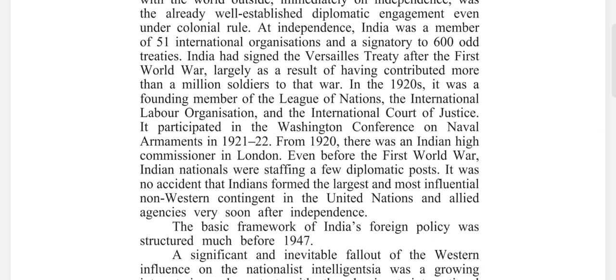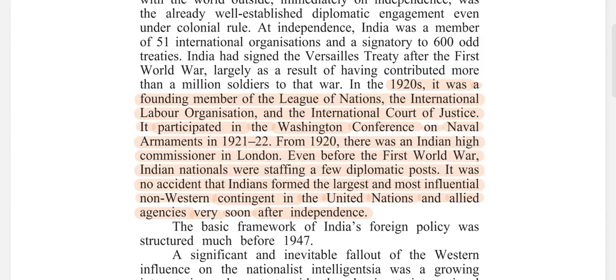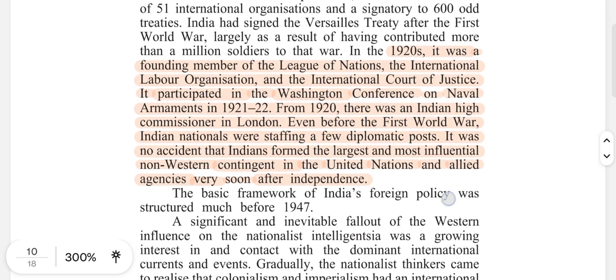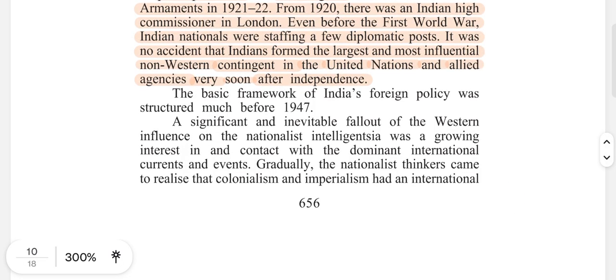In the 1920s, it was a founding member of the League of Nations, the International Labor Organization, and the International Court of Justice. It participated in the Washington Conference on Naval Armaments in 1921-22. From 1920, there was an Indian High Commissioner in London. Even before the First World War, Indian nationals were staffing a few diplomatic posts. It was no accident that Indians formed the largest and most influential non-Western contingent in the United Nations and Allied agencies very soon after independence.